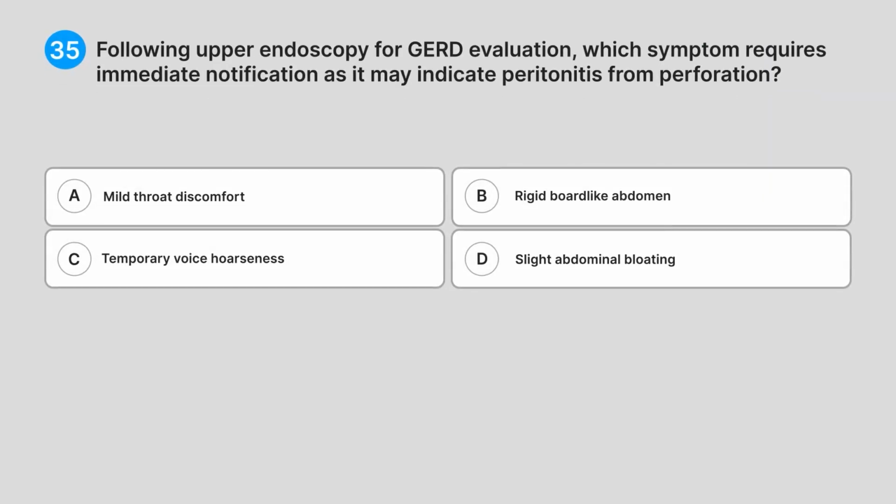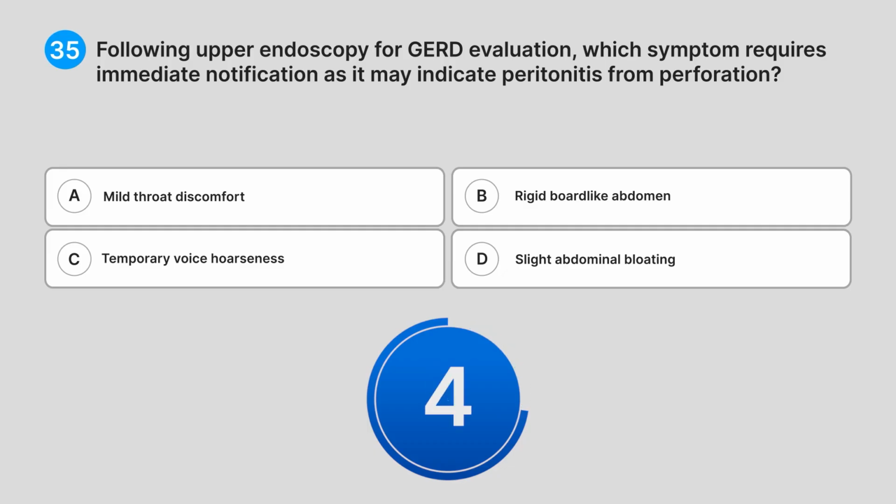35. Following upper endoscopy for GERD evaluation, which symptom requires immediate notification, as it may indicate peritonitis from perforation? A. Mild throat discomfort. B. Rigid board-like abdomen. C. Temporary voice hoarseness. D. Slight abdominal bloating. Can you guess the answer?